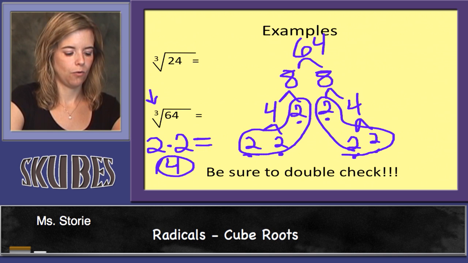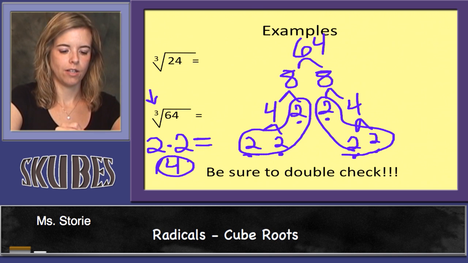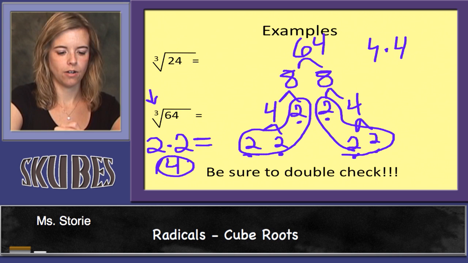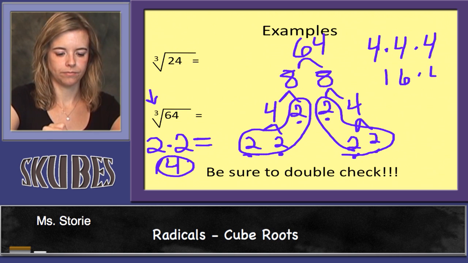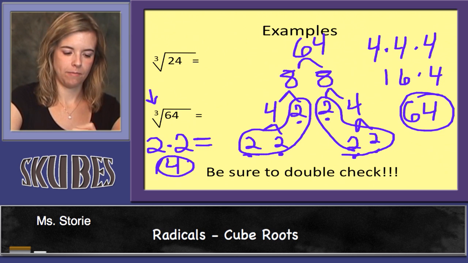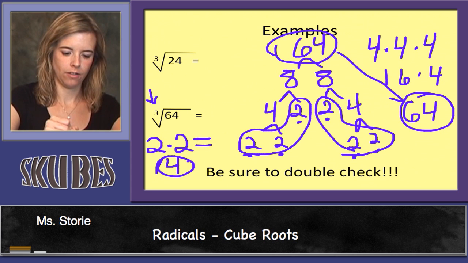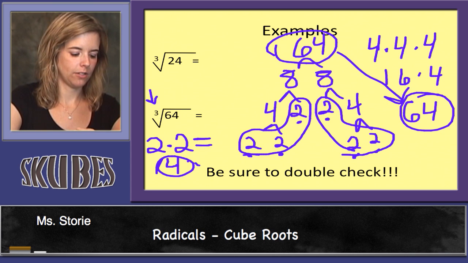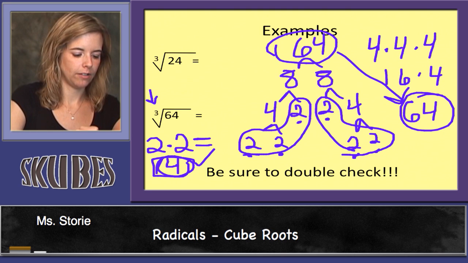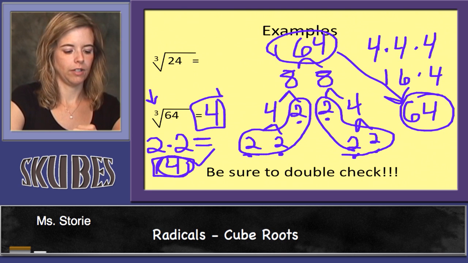Let's double check. 4 raised to the third power. So we're doing 4 times 4 times 4. So that's 16 times 4 is 64. It turns out that's correct. It matches our original one that we were trying to break down. So that means our final answer right here of 4 is completely correct.